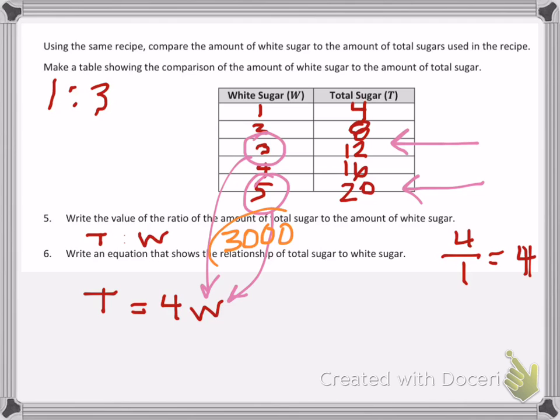Well, I would just plug the 3,000 in for W. 4 times 3,000 is 12,000. So I would know that there's 12,000 total cups of sugar. And we don't have to have a table that is 3,000 rows long to be able to find that. We can just use our equation right here.